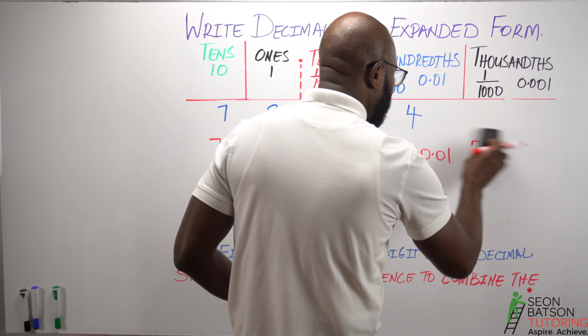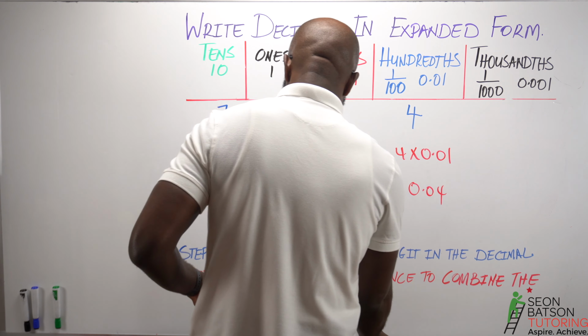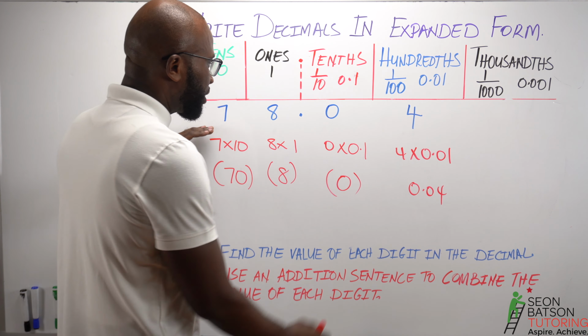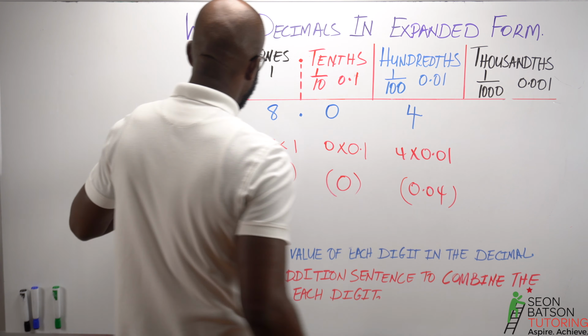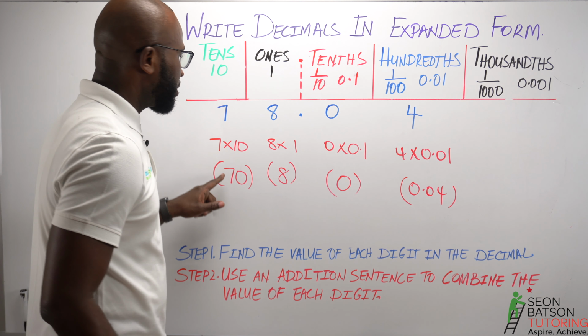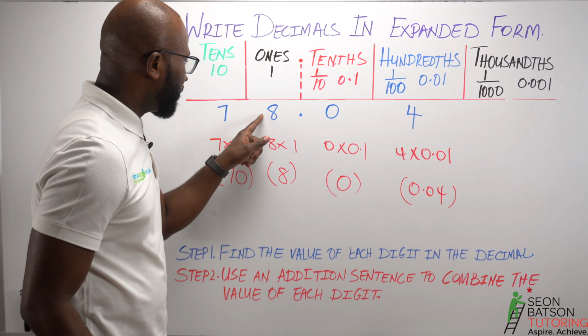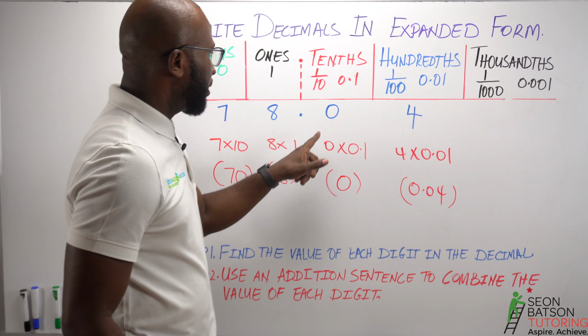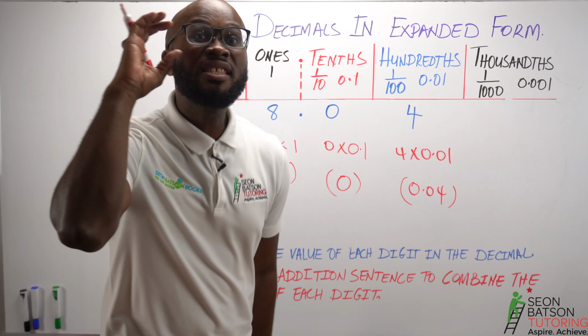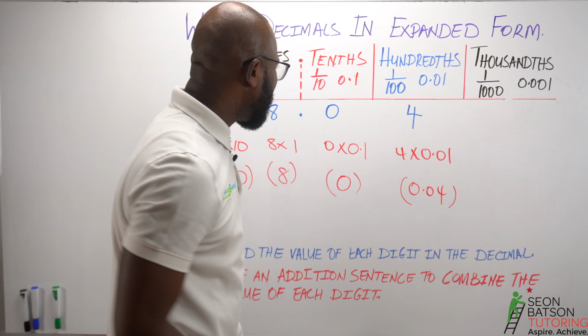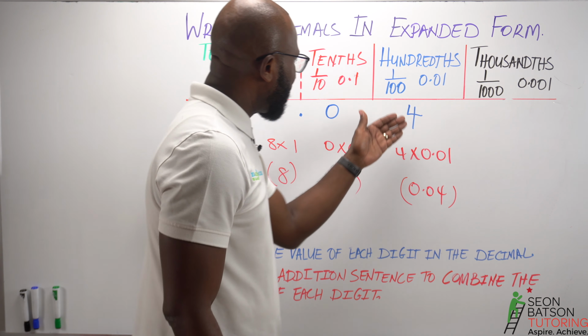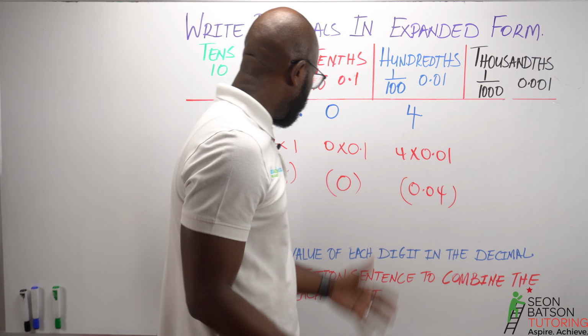So we have successfully completed step 1. We found the value of each digit in the decimal. The value of the 7 is 70. The value of the 8 is 8. The value of the 0 is 0. 0 has no value. And the value of the 4 is 4 hundredths.